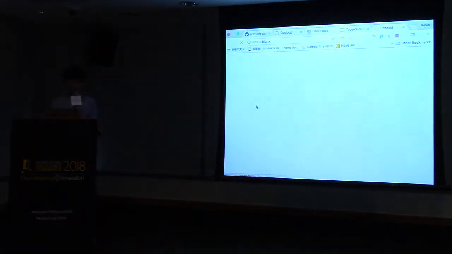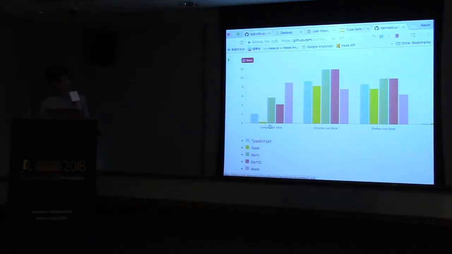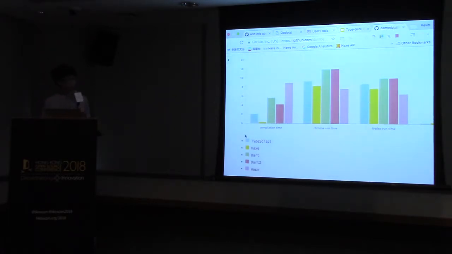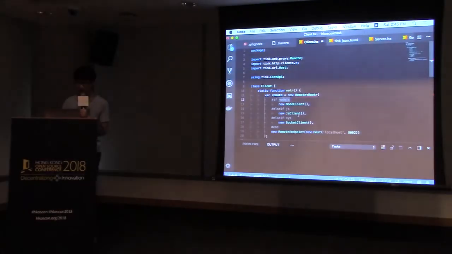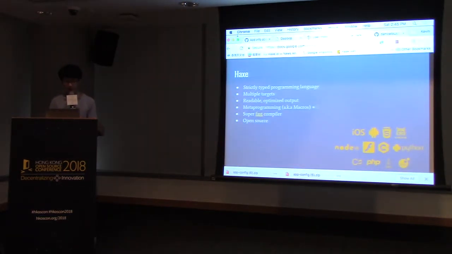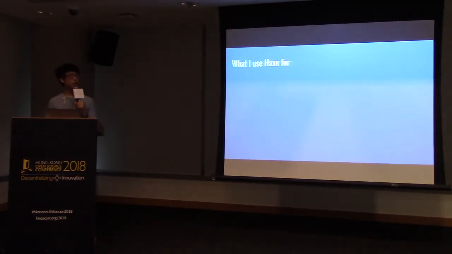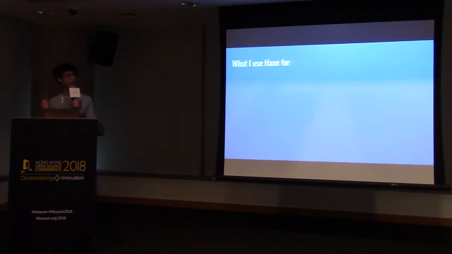Just a little comparison that I recently found on the web: here are the compilation times for various JavaScript compilers. There are TypeScript, Haxe, Dart, Dart2, and WebAssembly. And you can see the compilation time for Haxe is orders of magnitude faster than other compilers. So this is one of the reasons I like Haxe. Another big point about Haxe is that it is open source. So you don't have to be bound to proprietary technologies, which may die anytime. Just think about Flash. If anyone knows, Flash is going to die in 2020. Because it's proprietary, no one can do anything with it.